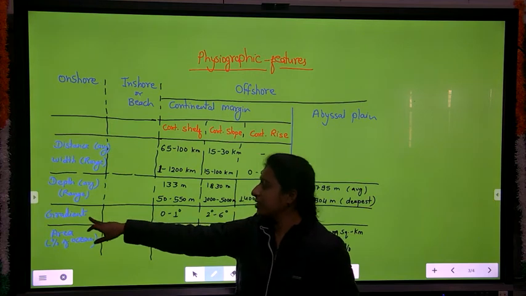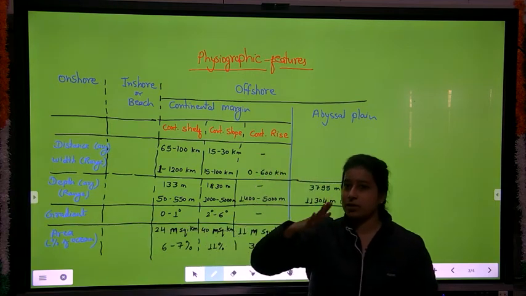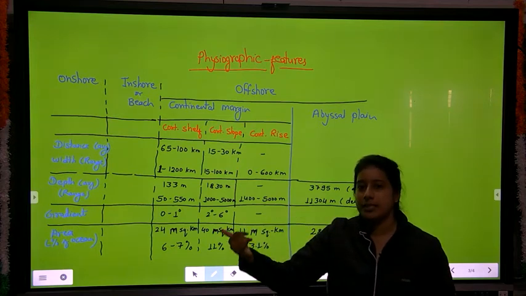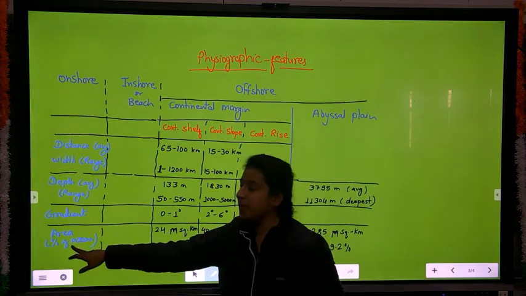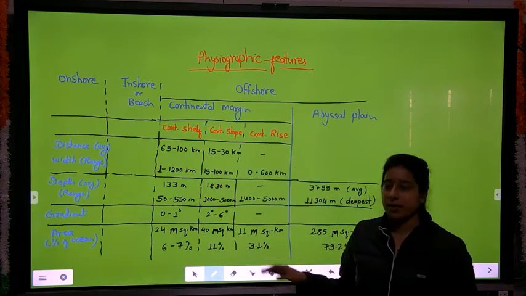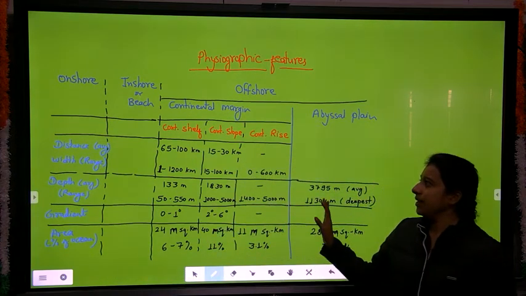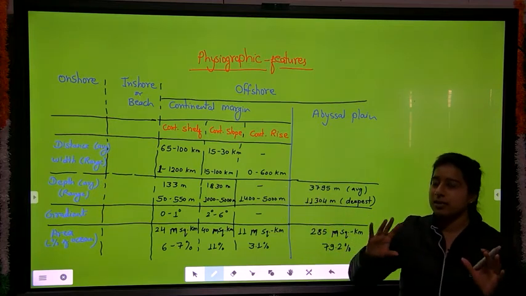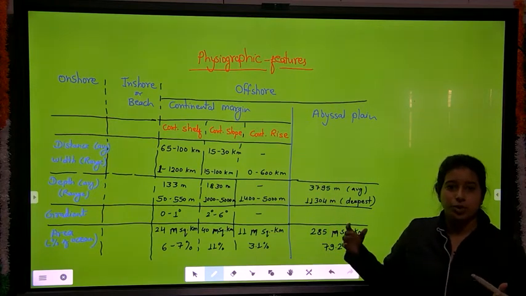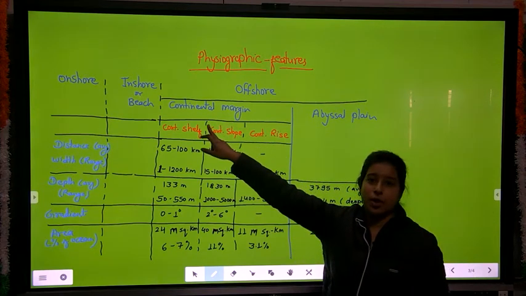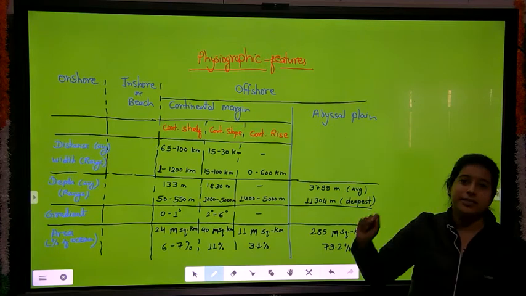The next one is gradient, which is the slope of that part of land towards the sea. And the percentage of area of the ocean which is covered by the particular part. So we have discussed that the ocean is basically divided into two parts. These can also be called oceanographic features. The ocean is divided into two parts: the first one is the continental margin and the second one is the abyssal plain.